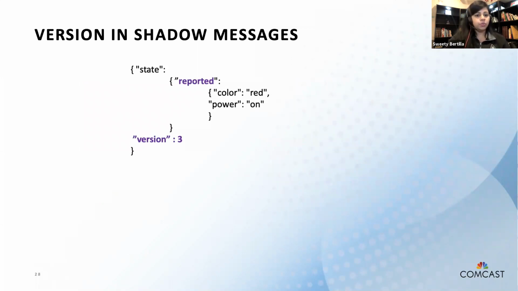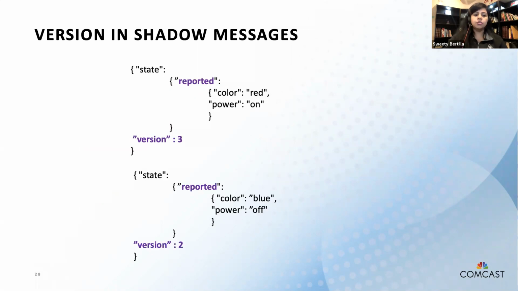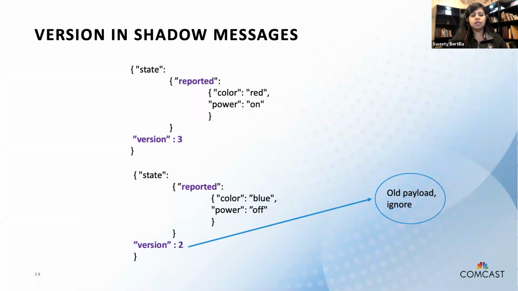Next, another one, as we are talking about versions. We did talk about how your payloads are not going to come in synchronous order. Here I'm receiving two reported states. The first reported state is coming as version 3 and the next reported state is coming as version 2. This means the second one is an old payload, so you should ignore it. It is not the right value. The current state of your device is color red and power on, not blue and power off.